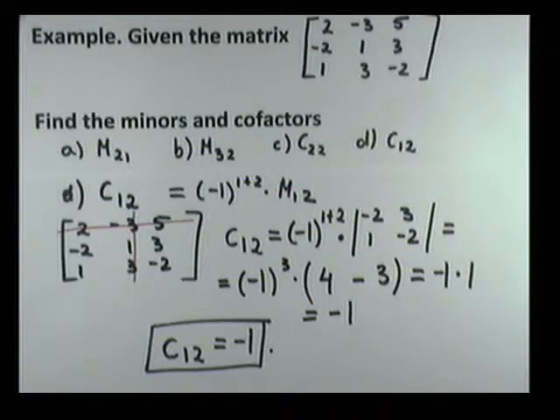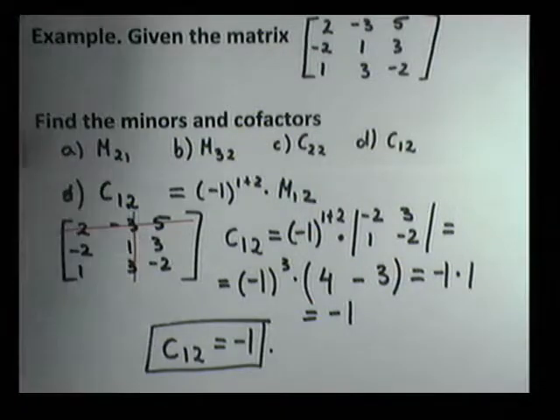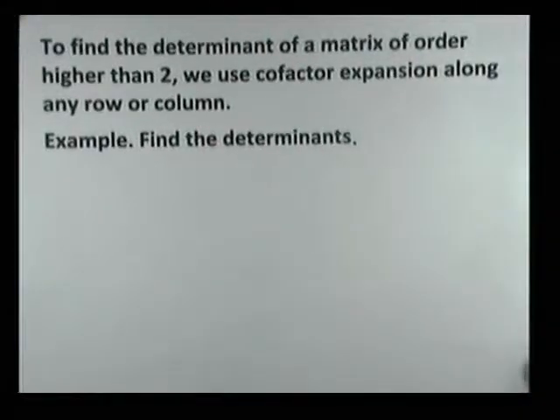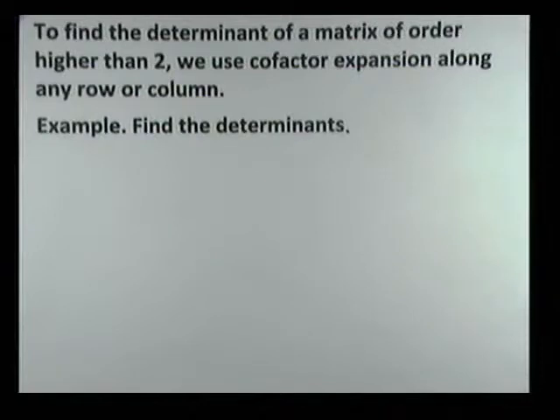So now we are using the cofactors, the minors, to find the determinant. To find the determinant of a matrix of order higher than 2, we use cofactor expansion along any row or any column. I will show you what that cofactor expansion means.